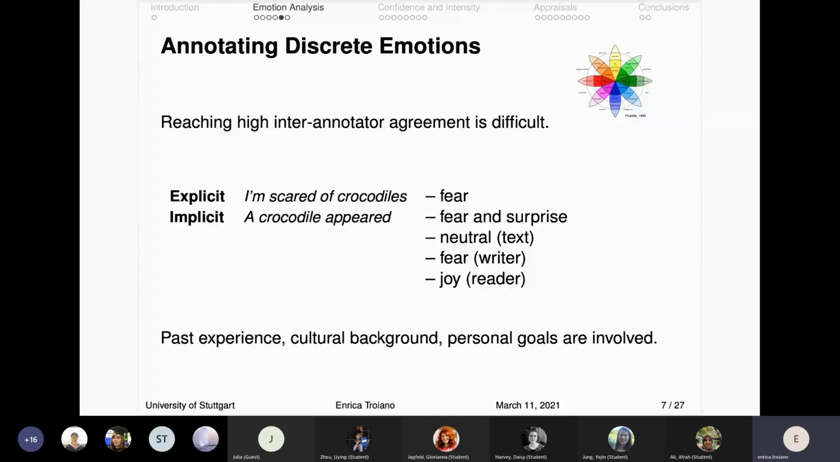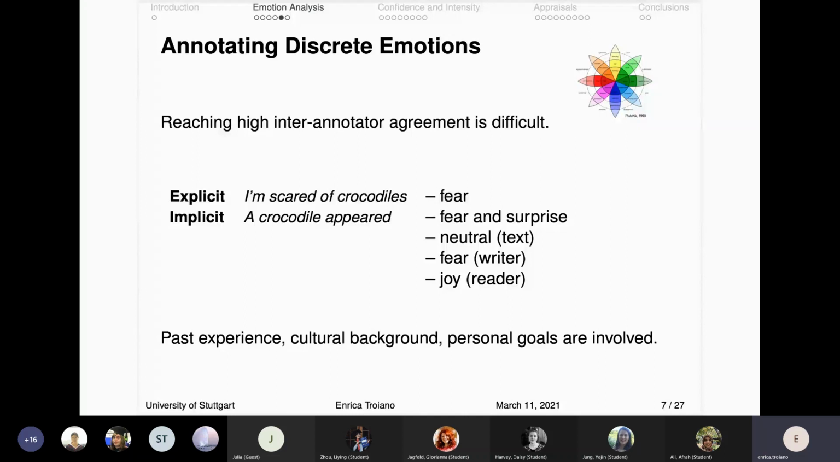Not only that, but different emotions can occur together. I can be both scared and surprised at the same time. I can be happy and surprised. So annotators could choose either of these two labels, and both of them would be correct, but still this would count as a disagreement.